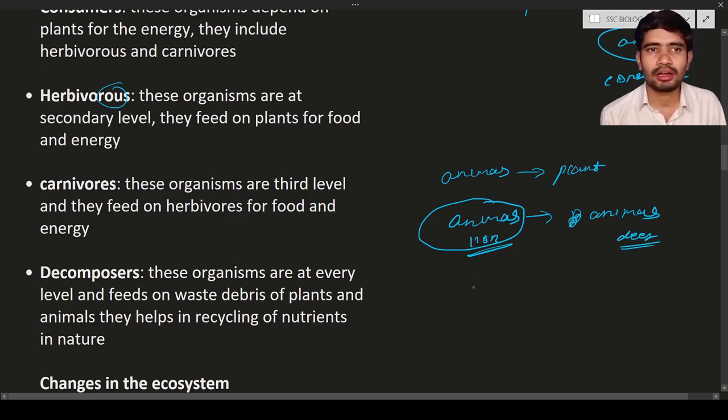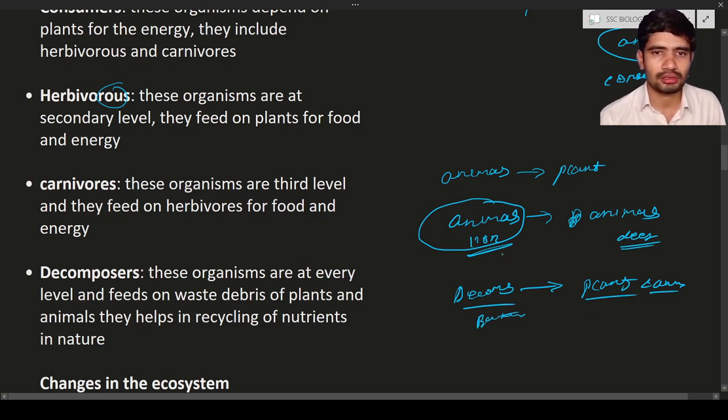Next is the decomposers. What are the decomposers going to do? These decomposers are going to decompose the plants and animals. They are known as decomposers. It means after the plant is dead or after the animal is dead, these bacteria, fungi, viruses, etc., are going to decompose the plant and animals. Hence they are known as decomposers.